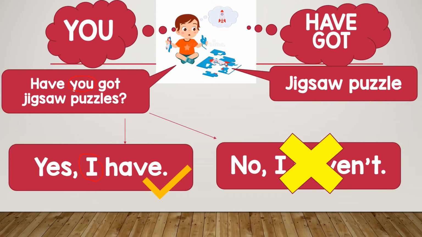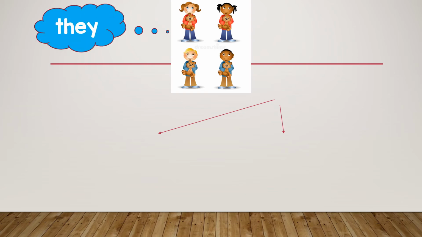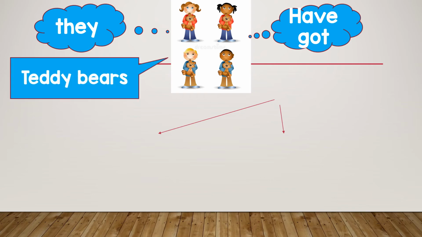Next. This is the picture of two girls and two boys. So we must use "they". Since "they" is a plural subject, we must use "have got". And all of them are holding teddy bears.